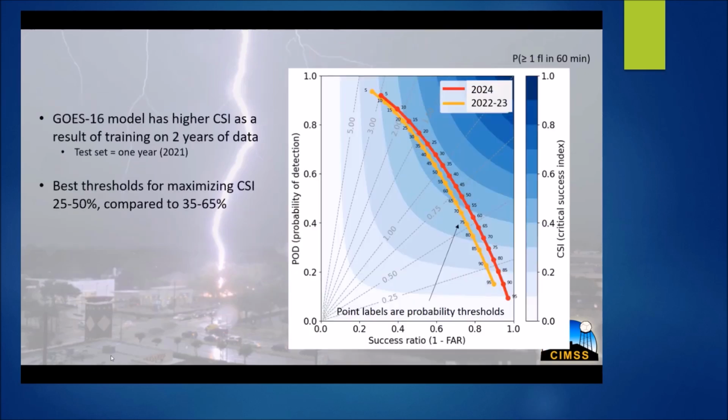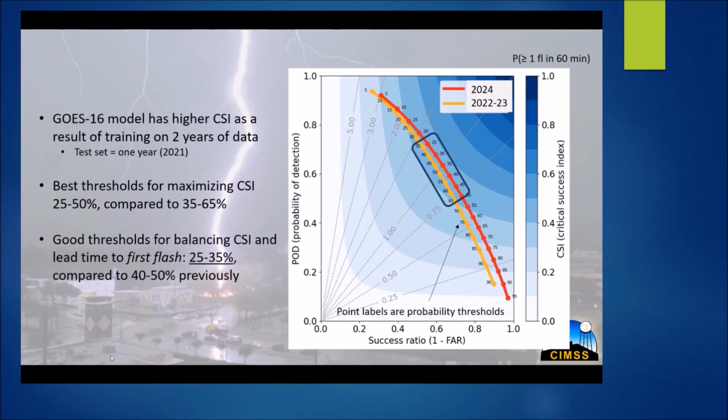These curves show CSI. The red line shows values for the model being demonstrated this year, the orange line for the model demonstrated in previous years. The red line shows better CSI, that is, it's closer to the 1-1 point and further from 0-0. Note the numbers along these lines too, those are different. For 2024, the best CSI is with probabilities from 25 to 50%, versus 35 to 65% for previous years.